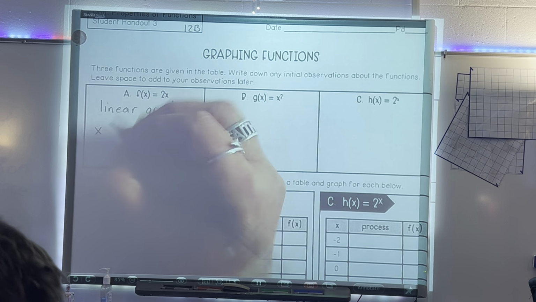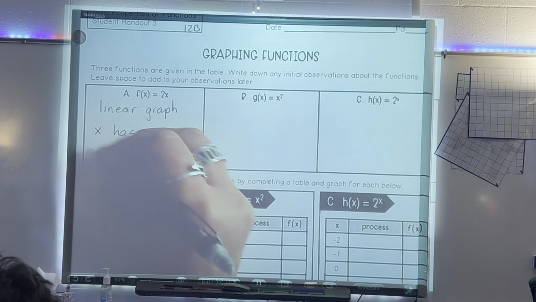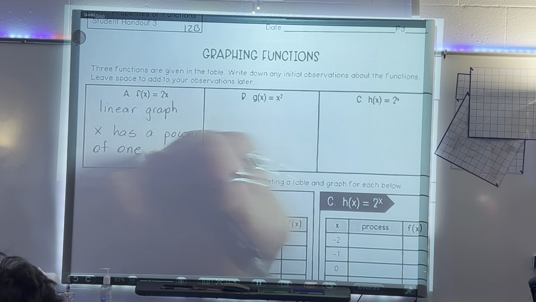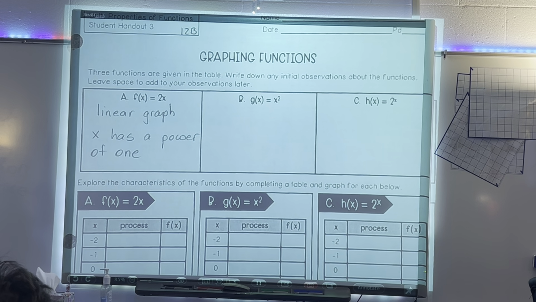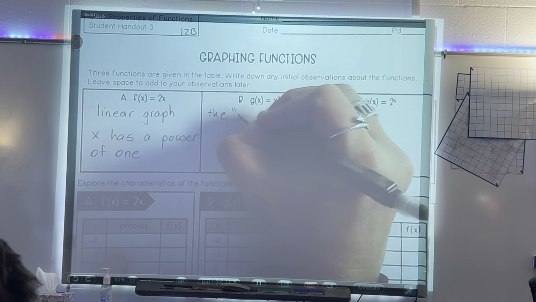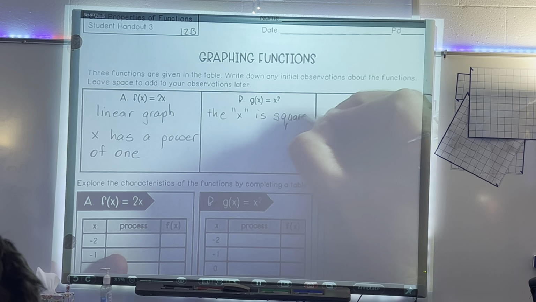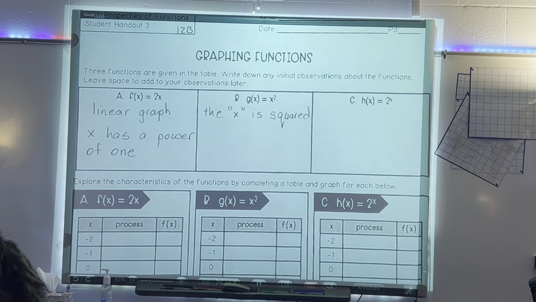So in a linear graph, x has a power of 1. When we get over here in this second graph, y'all just said x is squared, or x has the power of 2. So I'm going to pretty much write that. The x is squared. So that's what's a little bit different from that one. We looked at a couple of these graphs yesterday. Does anybody remember what that graph will look like, just in general? Because it's not a straight line. You remember what it looks like? Yeah, it's a curve. It makes like a U shape. That's generally what it looks like.